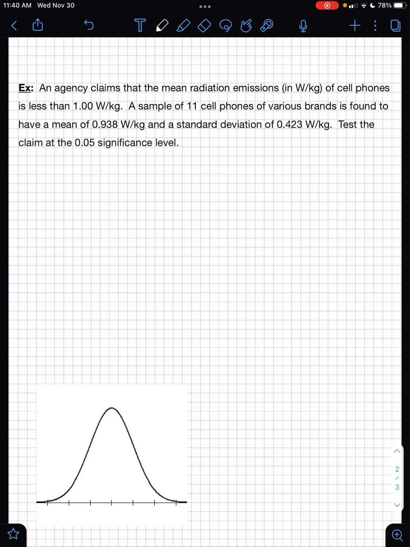So the first step is to identify the claim. The claim is that the mean is less than 1.00.